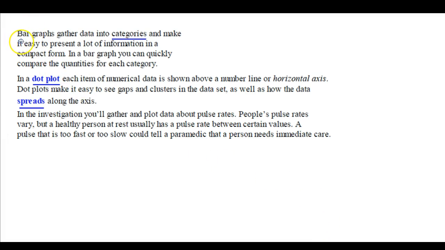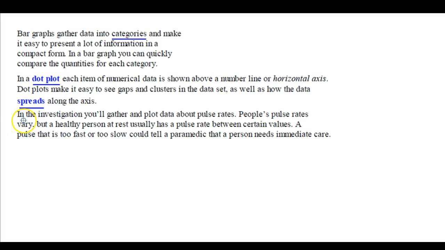So let's write down any important information that you think is relevant for this. Bar graphs gather data into categories and make it easy to present a lot of information in a compact form. In a bar graph, you can quickly compare the quantities for each category. In a dot plot, each item of numerical data is shown above a number line or a horizontal axis. Dot plots make it easy to see gaps and clusters in a data set, as well as how the data spreads along the axis. Now, if you think about spreads, kind of like when you spread peanut butter or something like that, how much of it is really high in one spot and really low in others. If you think about that, that might be a good way to remember spreads.